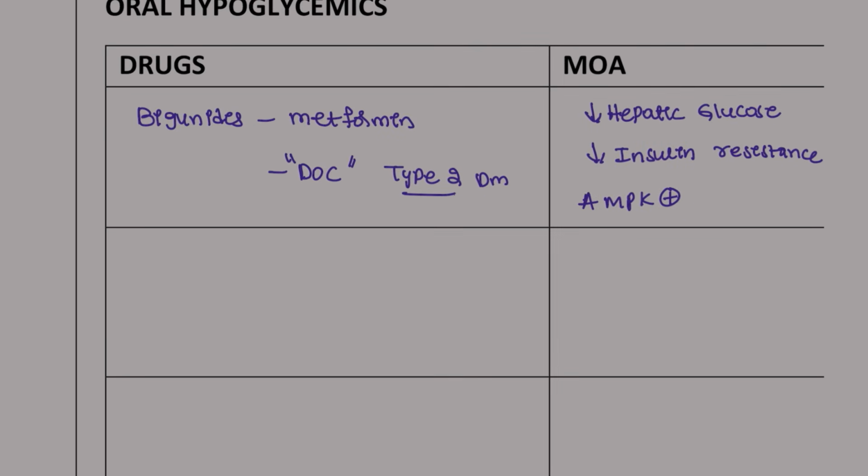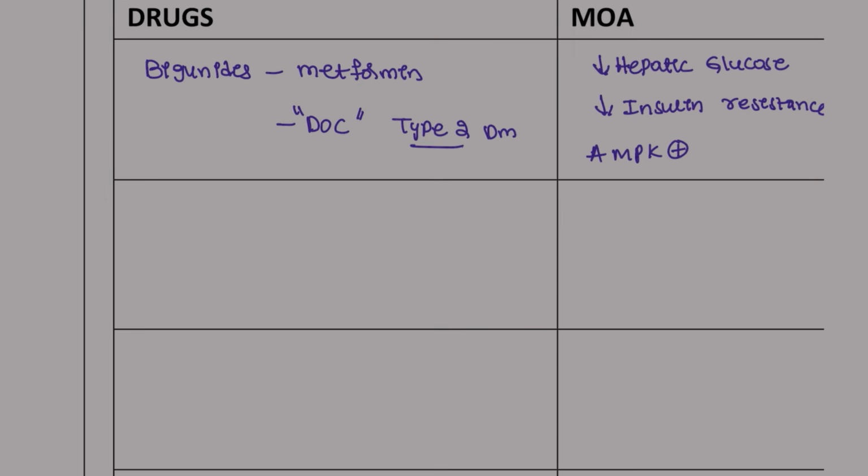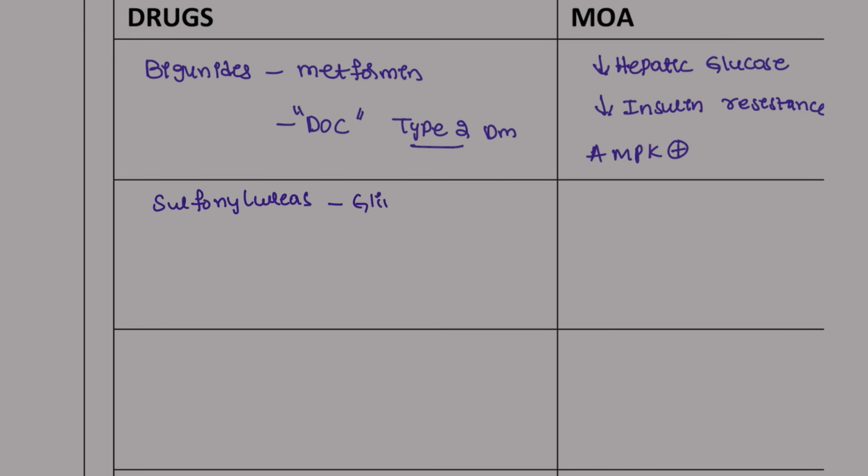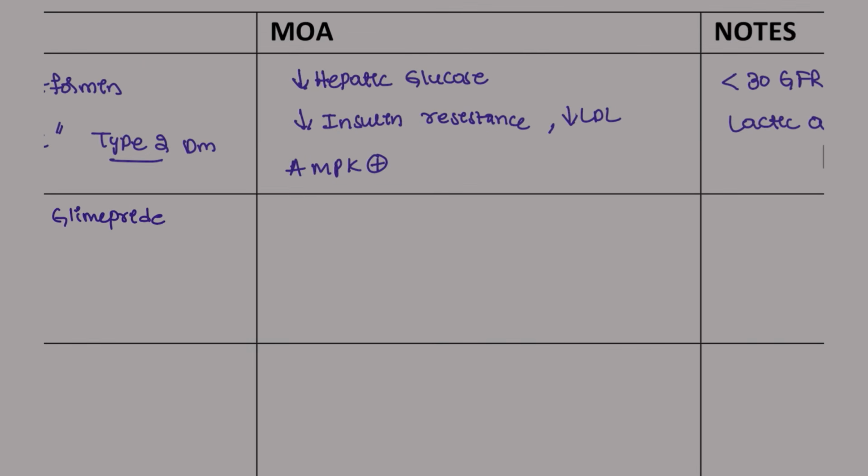Next, the common combination drugs we use with the biguanides are the sulfonylureas, and the drug is glimepiride. Glimepiride can block the beta cell potassium channels of the pancreas. Further, it will increase insulin secretion in the body.